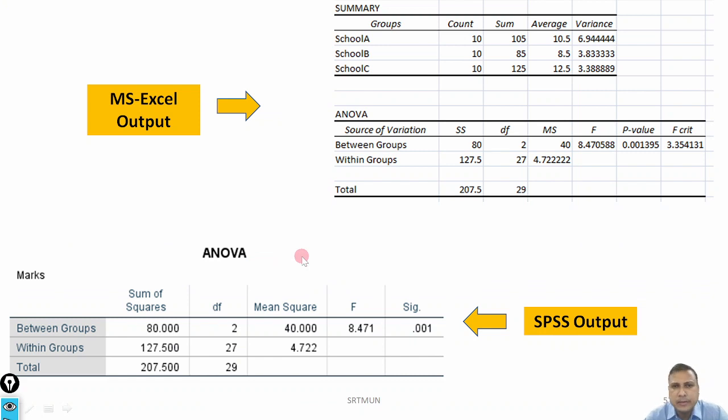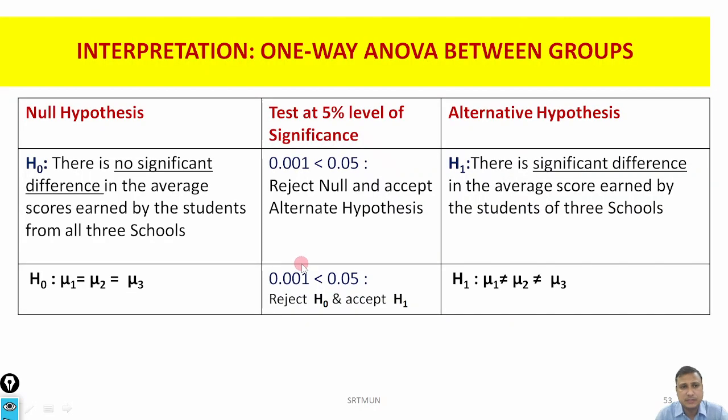Now let me compare the output from MS Excel and the SPSS output. Here F statistic is 8.471, and here the F statistic is 8.471. P value 0.001, P value 0.001. Fine, we get the same result. If you are comfortable with MS Excel, you go with MS Excel. If you are comfortable with SPSS, you go with SPSS. We are all going to get the same result, but with a somewhat different design. So that is all about the MS Excel output and SPSS output.